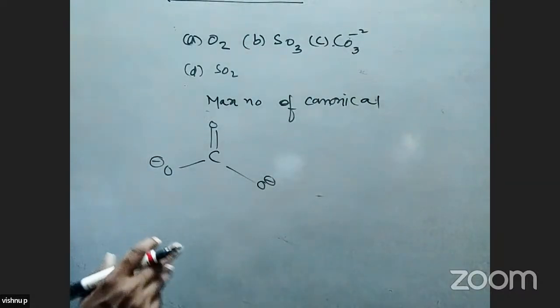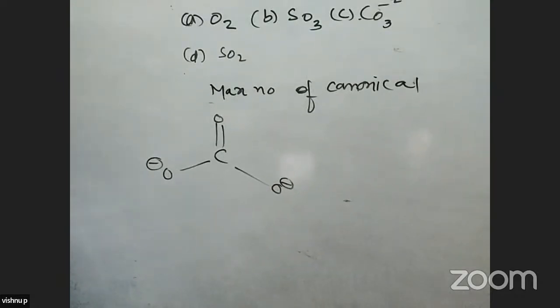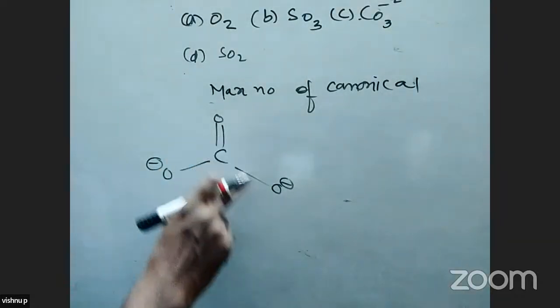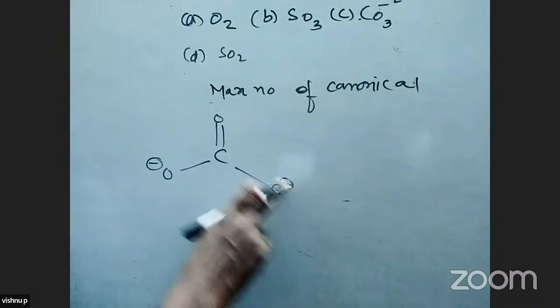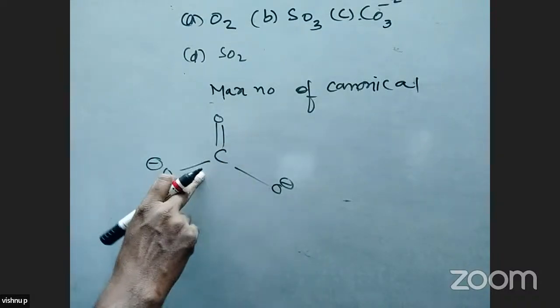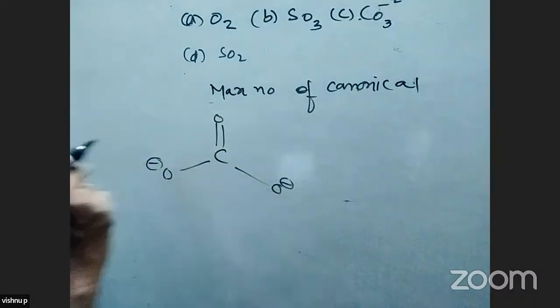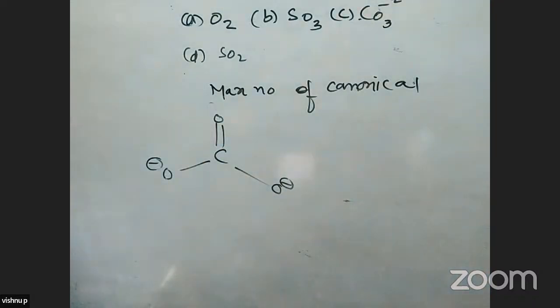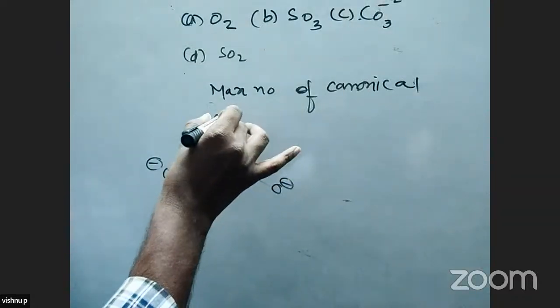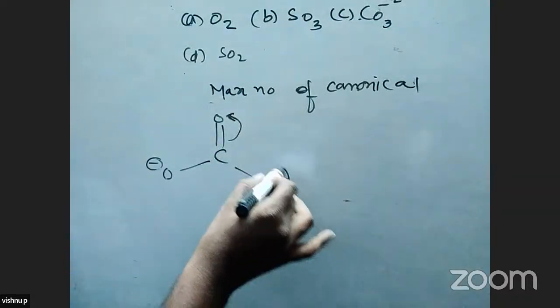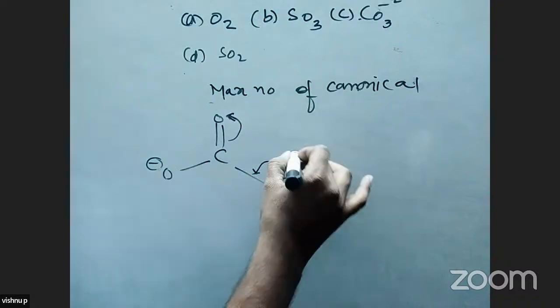The number of resonance structures is always equal to the number of conjugated positions. Here, the pi bond is in conjugation with a negative charge. Three conjugated positions are there, so three resonating structures are possible. The pi electrons transfer to this side, and this electron is transferred to this.